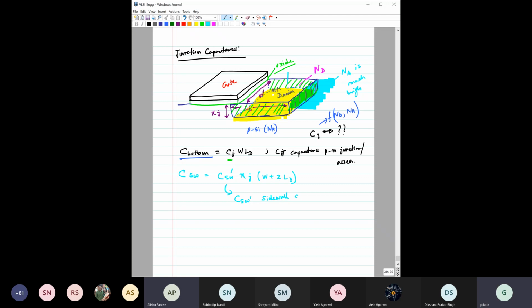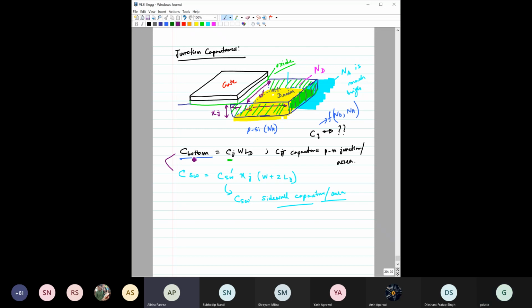So then can I write it like this: CJSW dash is the sidewall capacitance per unit area, right? Then it is simple, if you just understand these very basic things. It's basically the CSW, then find the area and you just find this capacitance, right? So this is the junction capacitance, right? So just give me a minute, I just want to summarize here.